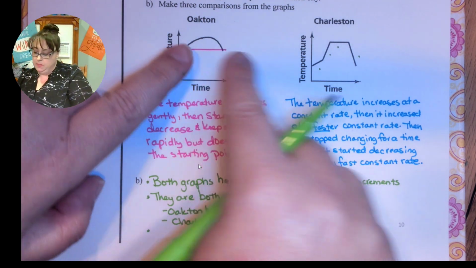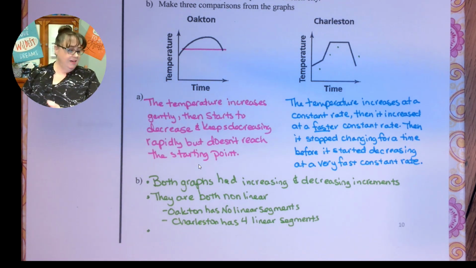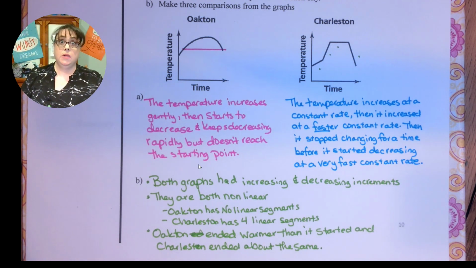It has to do with this part right here. Oakton ended warmer than it started. Charleston ended about the same. So even though there's absolutely no numbers on this, we have lots that we can talk about.